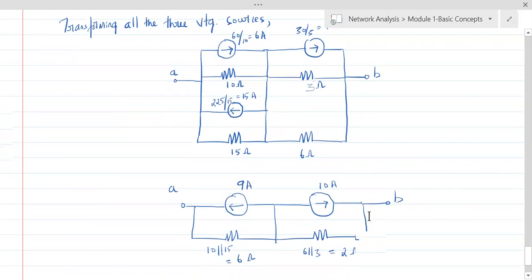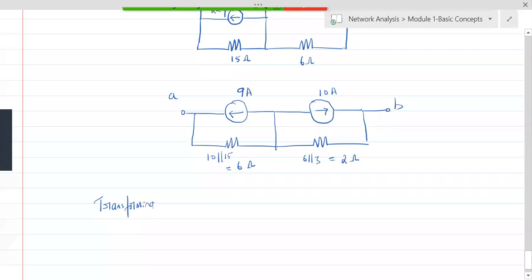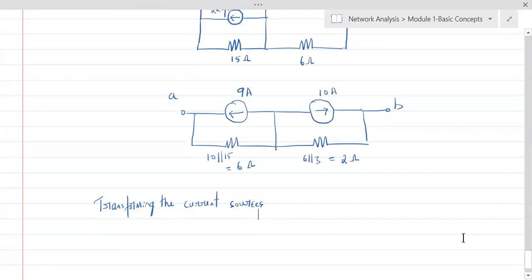We can transform these current sources back to voltage source. Transforming the current sources. Everybody take down this. Can we transform? Yes, we can transform because there are resistors in parallel with the current source. See, resistor in parallel with the current source, resistor in parallel with the current source. We can transform this current source into voltage source. So how does it look like?